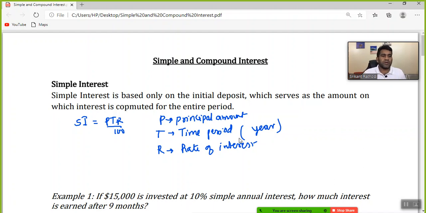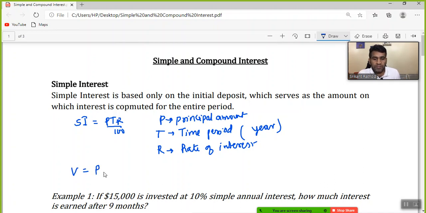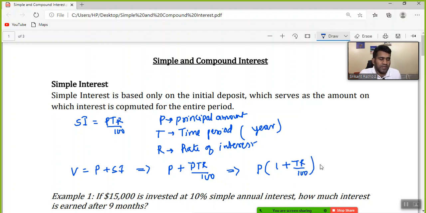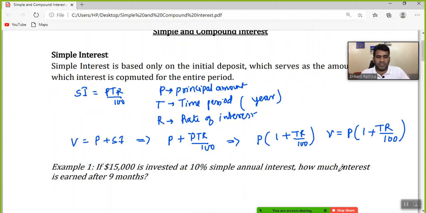If they have given you a time period in months, let's say 5 months or 8 months, you have to convert it into years and then make use of it, right? The amount we get after a certain simple interest, including the amount which was deposited, is the amount or the value. The value is the principal amount plus the simple interest, which is P plus PTR by 100. If you take P common, it becomes P times 1 plus TR by 100. Or else you can just find the simple interest and add it to the principal amount. That's it. Let's see some examples relating to this.